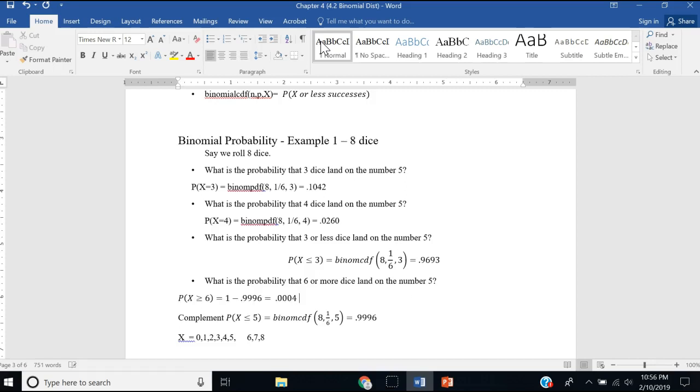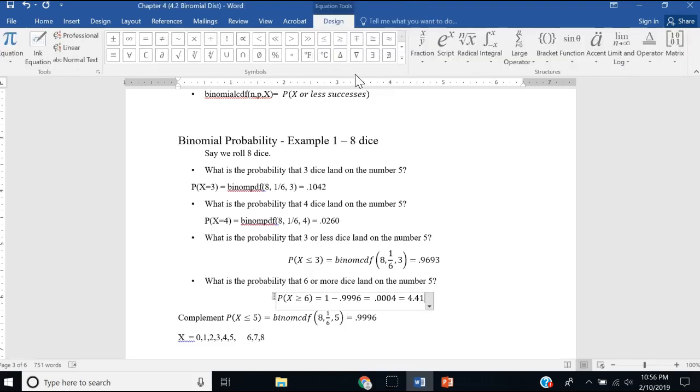If you write this as 4.41 times 10 to the negative 4th, that would be okay. Again, that's what the calculator does. If you subtract it, it automatically goes into scientific notation. On a test, I'm going to be okay with this or this.